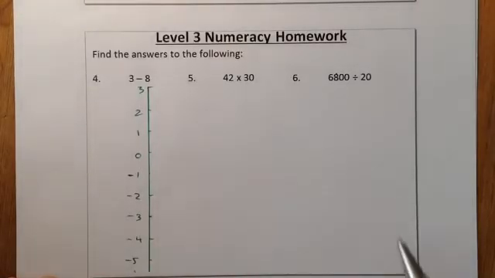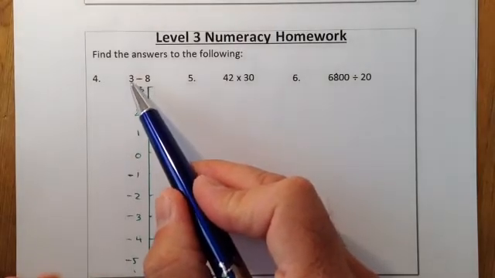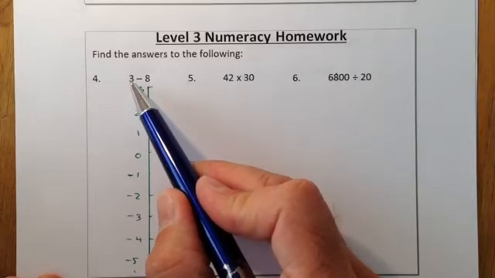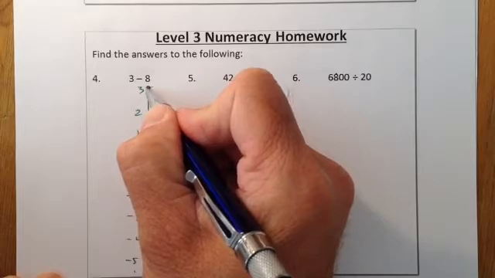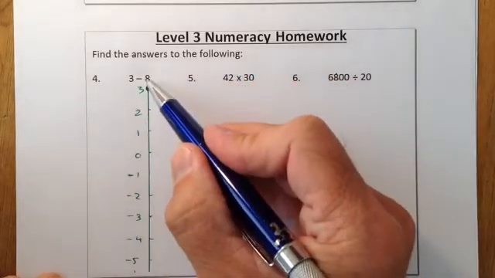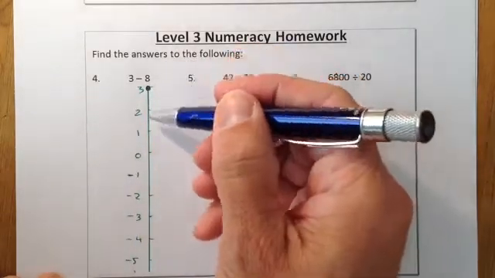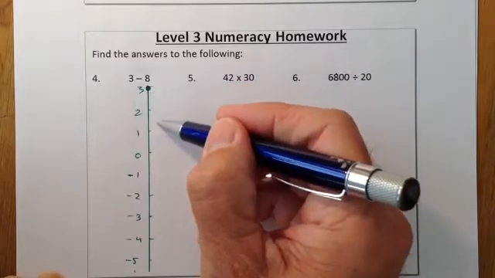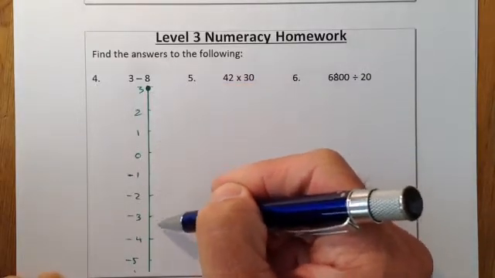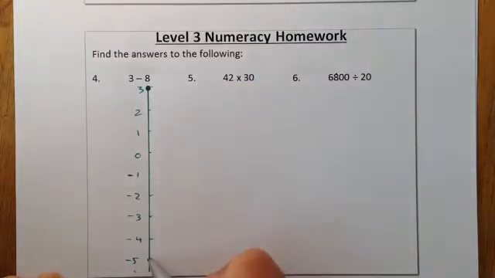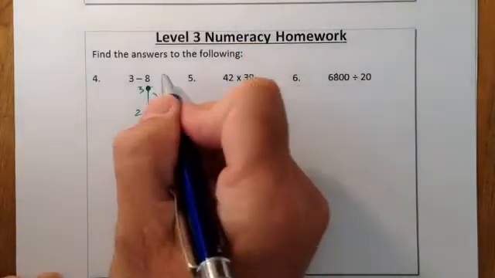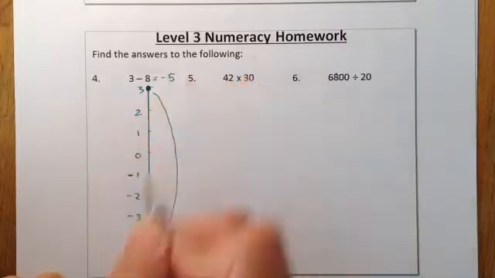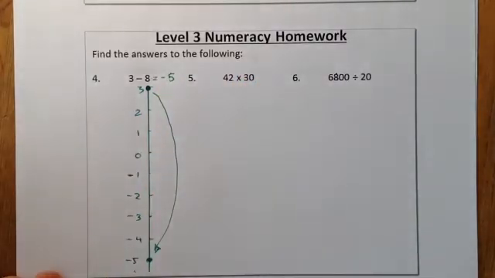Okay, so for this question here, I'm going to start on positive 3, so that's the place where I'm going to start. So there's my 0, so positive 3 is starting there, and I'm going to take away 8. So taking away 8, I'm going to go down the number line. So 1, 2, 3, 4, 5, 6, 7, 8. So that's going to take me all the way down here to negative 5. So answer there, negative 5.